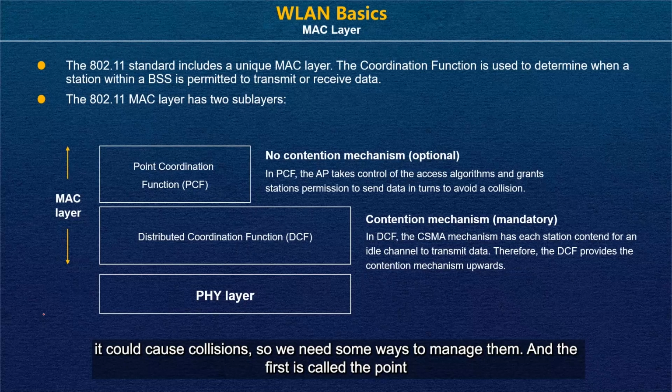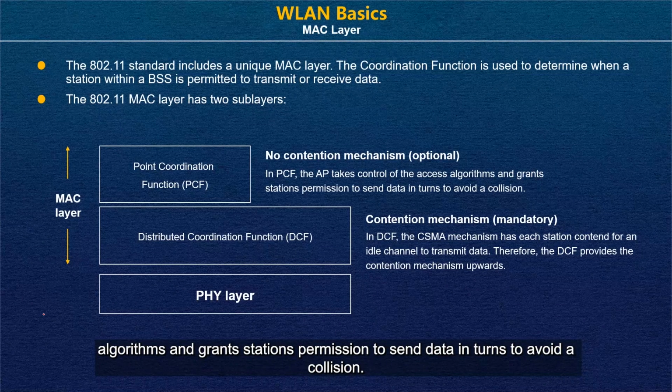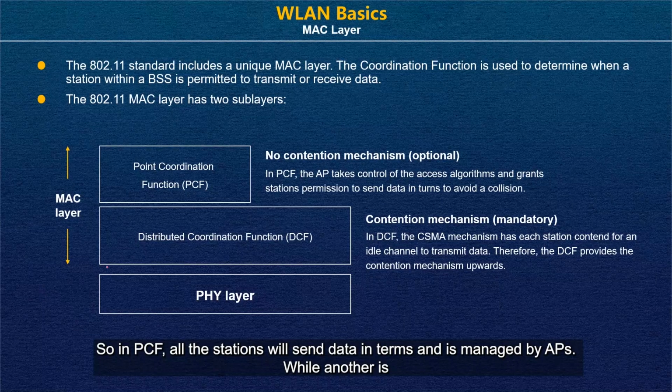And the first is called the point coordination function, and it's a no contention mechanism. In PCF, the AP takes control of access algorithms and grants stations permission to send data in turns to avoid a collision. So in PCF, all the stations will send data in turns and it's managed by APs.